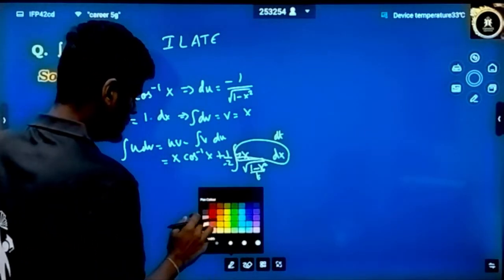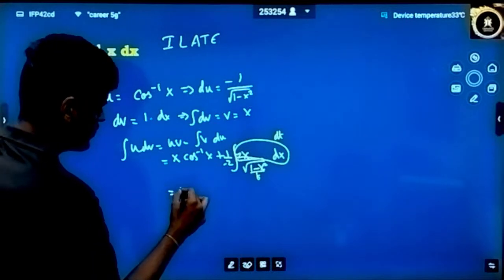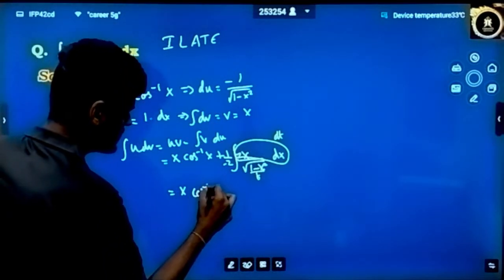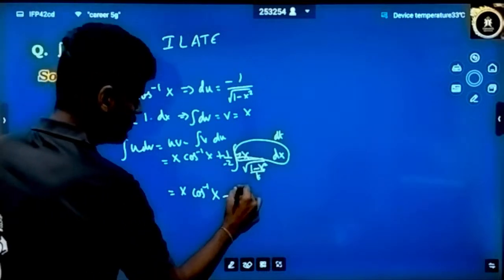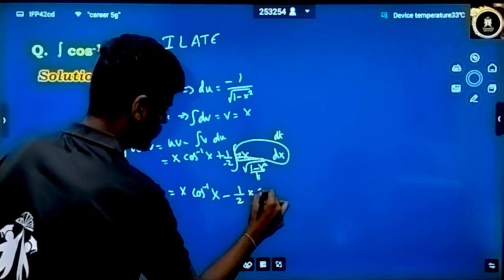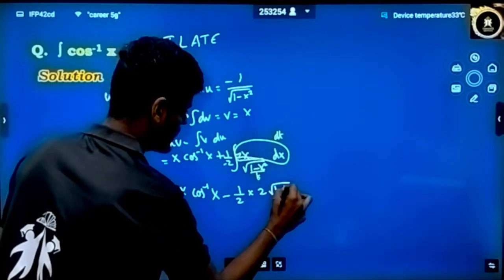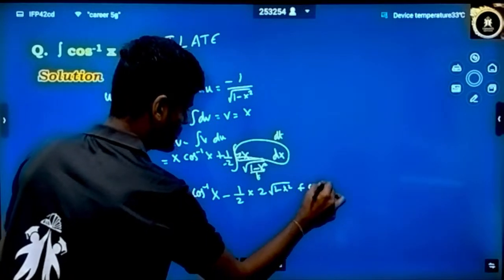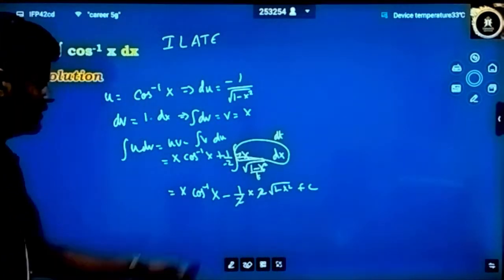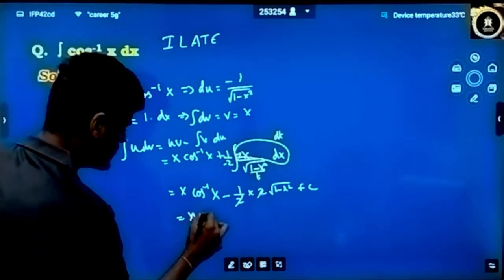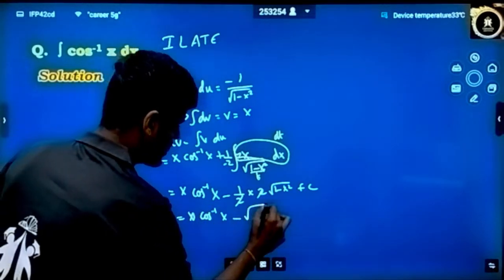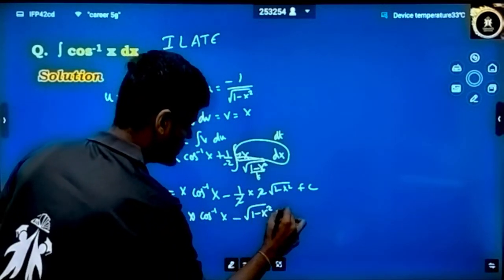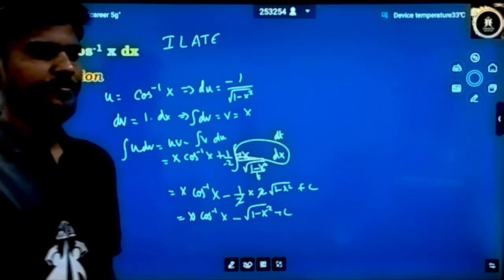So the final integration is equal to x into cos inverse x minus 1 by 2 into 2 root t, that is 2 root 1 minus x square, plus constant. The 2 will get cancelled. We will get the final answer: x into cos inverse x minus square root of 1 minus x square plus constant of integration. You see?